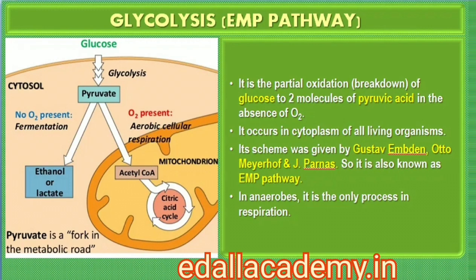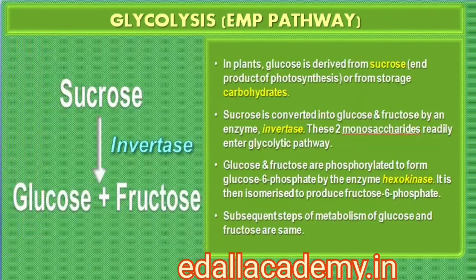In anaerobic organisms, it is the only process in respiration. Glycolysis occurs in the cytoplasm of the cell and is present in all living organisms. In this process, glucose undergoes partial oxidation to form two molecules of pyruvic acid. In plants, this glucose is derived from sucrose, which is the end product of photosynthesis, or from storage carbohydrates.